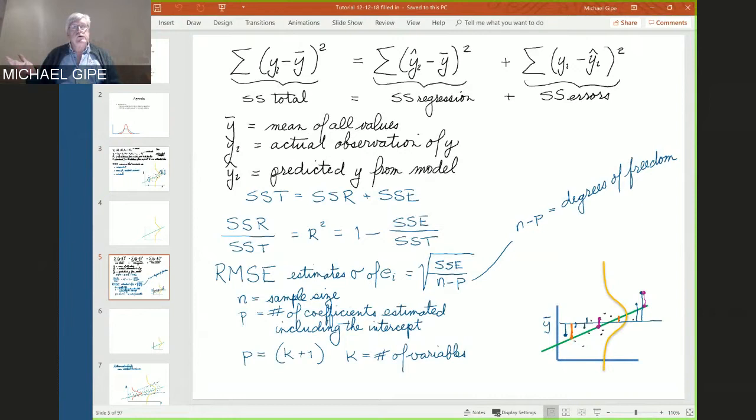We use this information in a number of different ways, and we'll see it used several times a little bit later. But we can calculate this thing called R squared, which is a scaled measurement of how much of the variation in y values is explained by the model, by the x variables, and how much is left out.